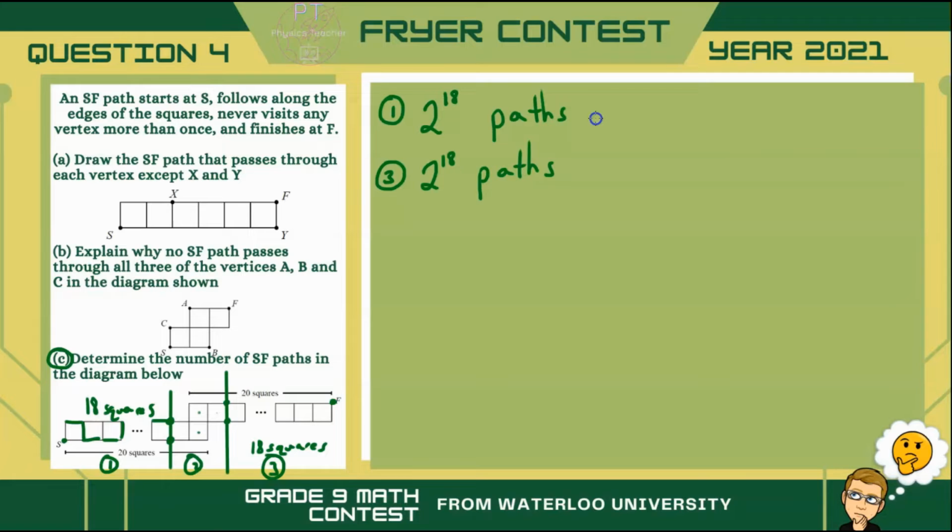So if we combine 1 and 3, that's a total of 2 to the power of, we multiply them. When we do that, we add their exponents. So 2 to the power of 18 times 2 to the power of 18 will equal 2 to the power of 36. All right, now we're going to look at path 2.